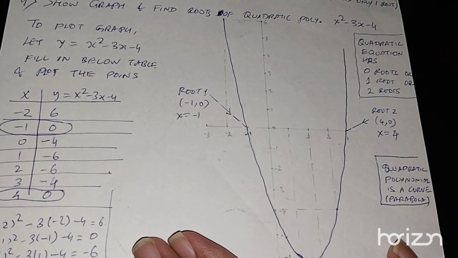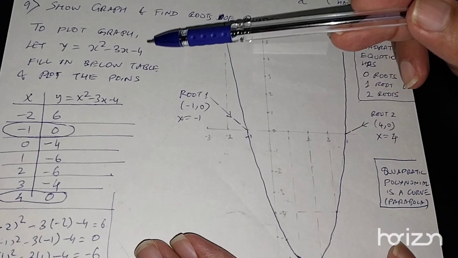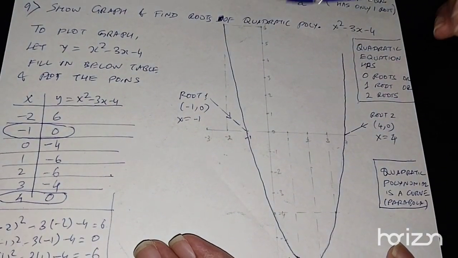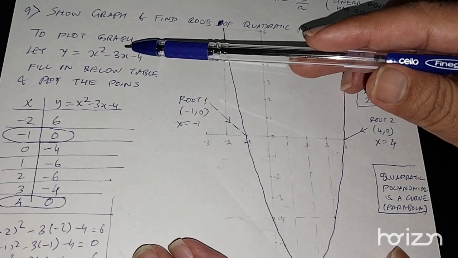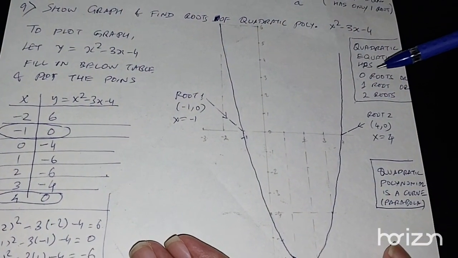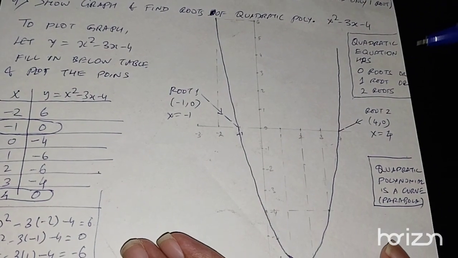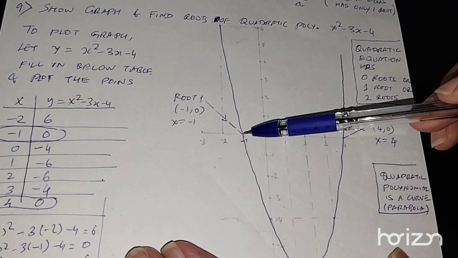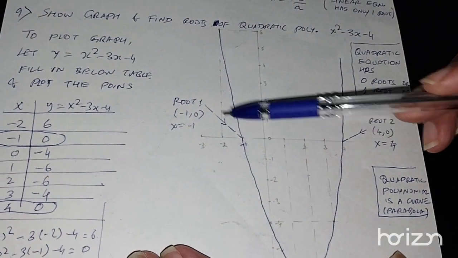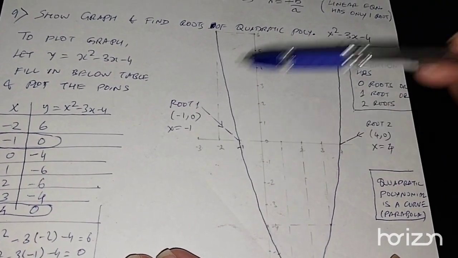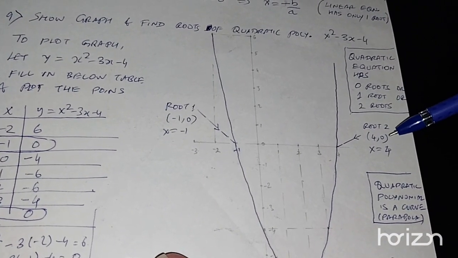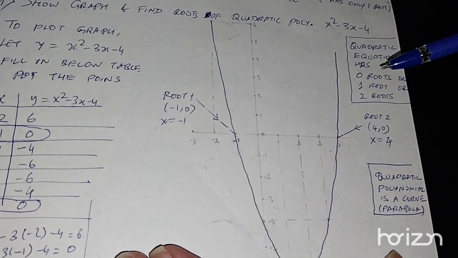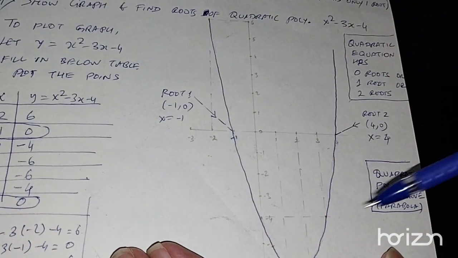So a quadratic polynomial like x squared minus 3x minus 4 will always give you a parabola. A quadratic polynomial can have 0 roots, or 1 root, or 2 roots. In this case it has 2 roots. The polynomial becomes 0 at x is equal to minus 1, that is 1 root, and at x is equal to 4 also, y will become 0. So x is equal to 4 is the other root. This has to be noted.